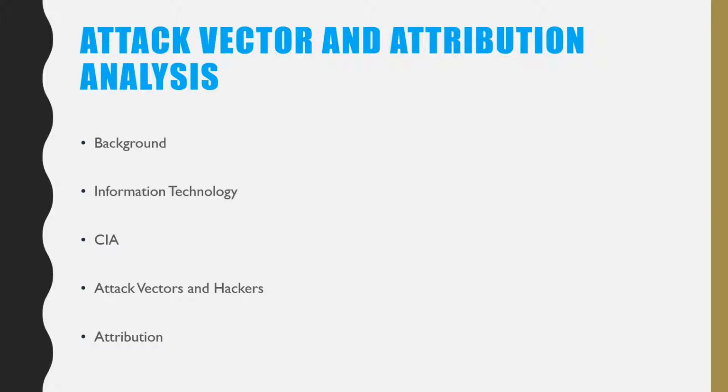The attack vector and attribution analysis looks at the background of attack vectors and attributions. It looked at information technology, the CIA triad, which is confidentiality, integrity, and availability. It looked at attack vectors and hackers, and again, attribution.